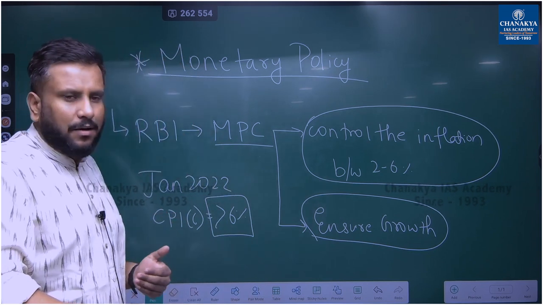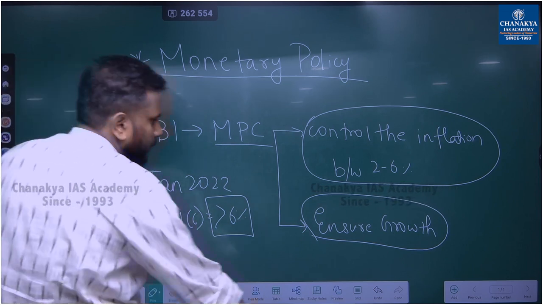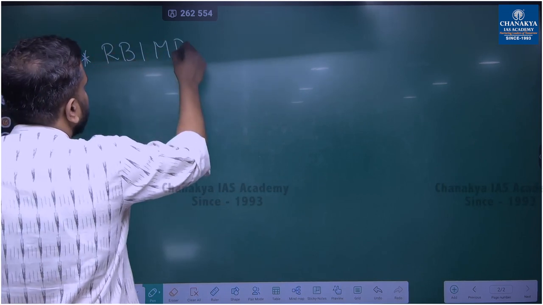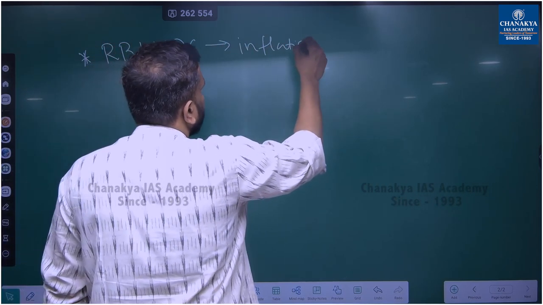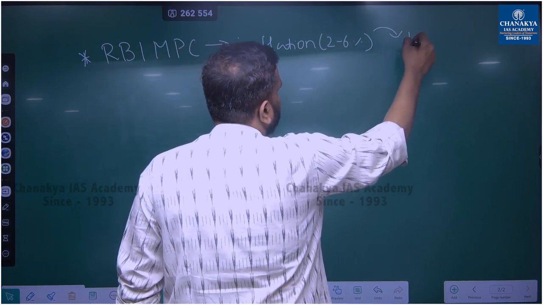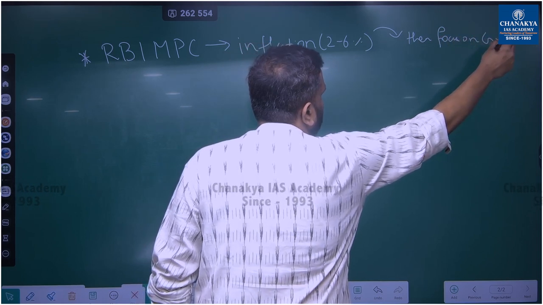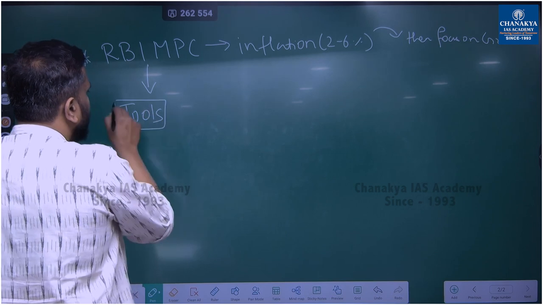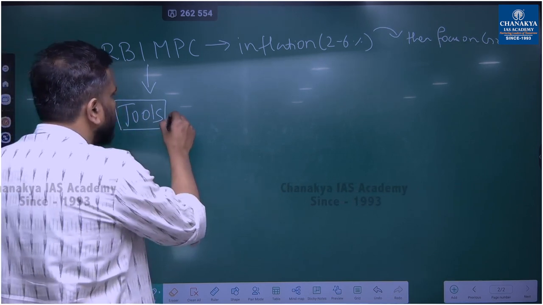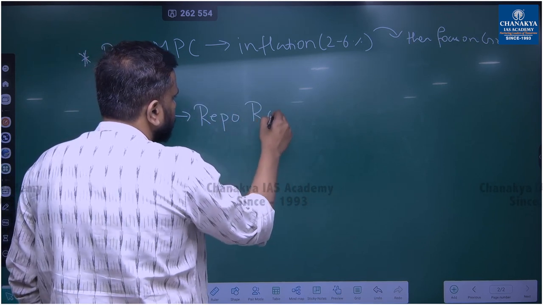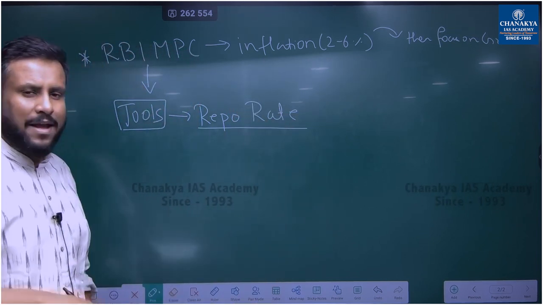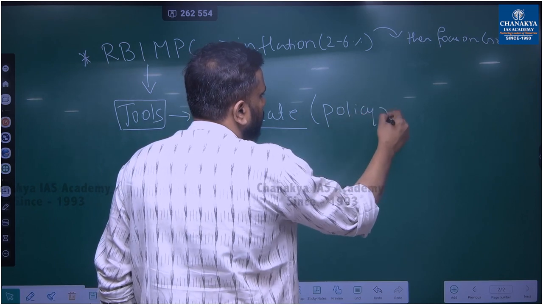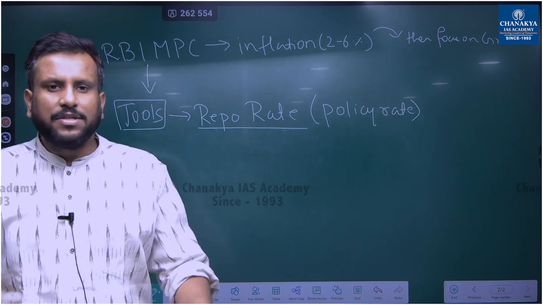Before starting with the chapter, let's do a quick revision of some basic concepts. We have discussed that the RBI Monetary Policy Committee's target is to control the inflation within 2 to 6% and then focus on growth, right? So what are the tools of the Monetary Policy Committee? Here comes the repo rate. In every monetary policy committee meeting, the repo rate, or the policy rate, is decided, because this is the only rate which is decided by the monetary policy committee.